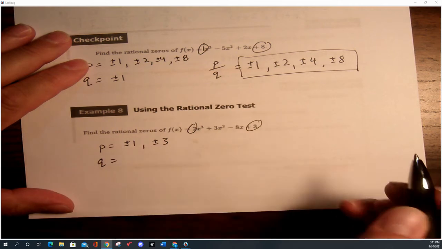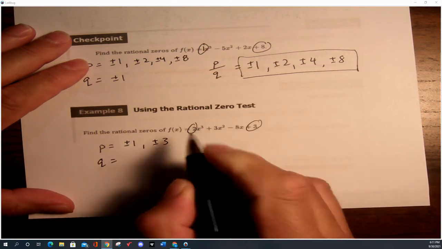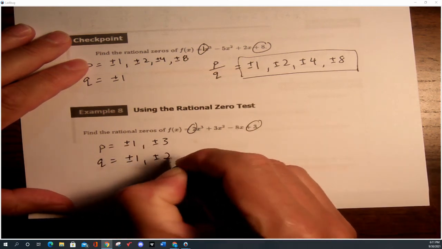The factors of my leading coefficient: this time my leading coefficient is a 2, so plus minus 1 and plus minus 2.